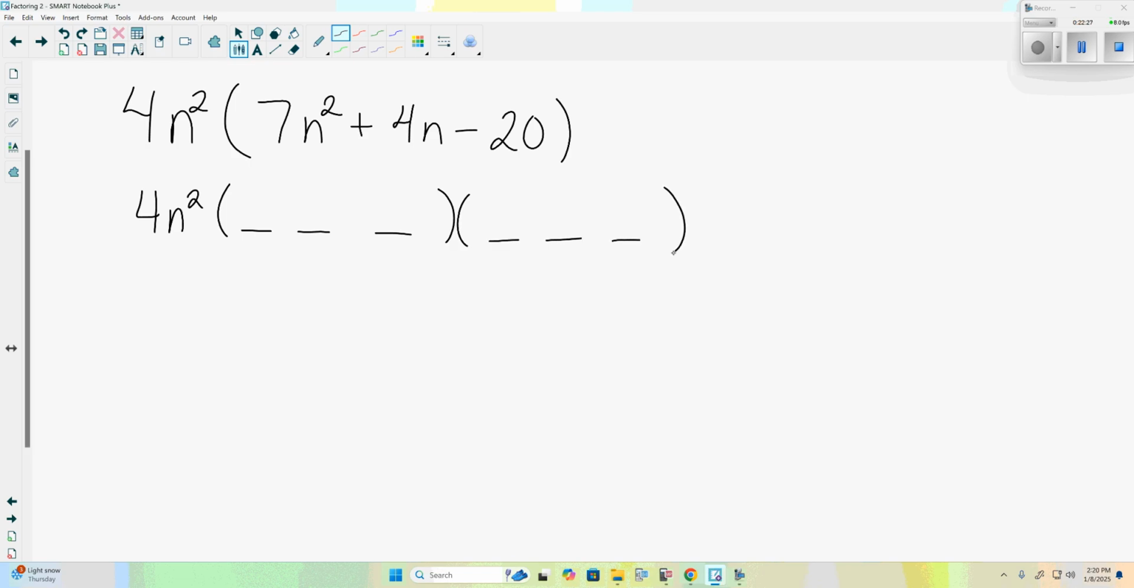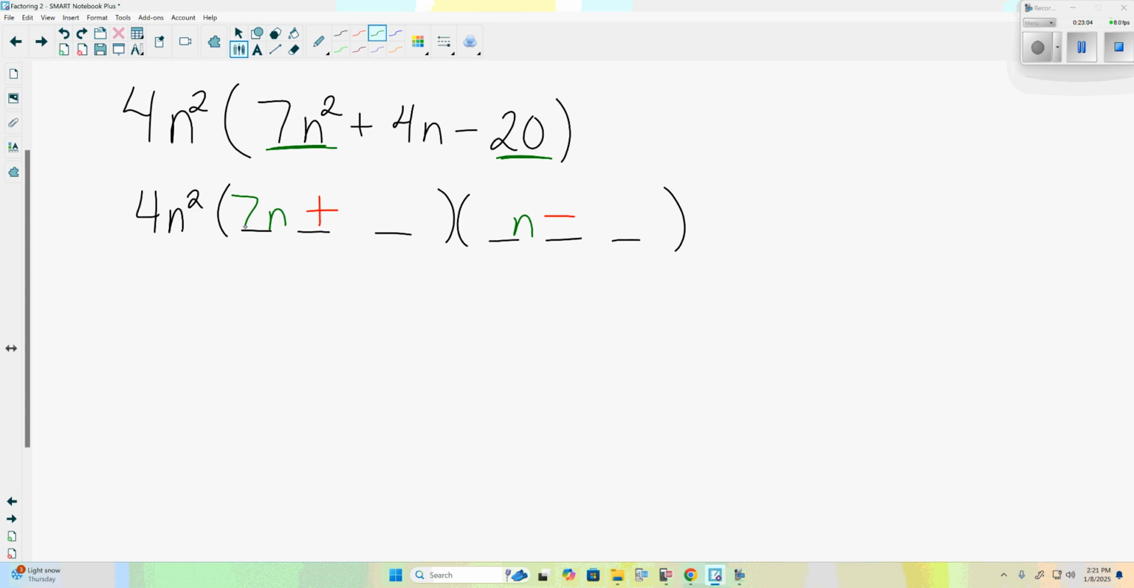Now, this here is the exact same thing as what we've been doing. The third term is negative, so the signs are opposite. So one's going to be positive, one is going to be negative. Now we need to find the factors of the first and third terms. So 7n squared, well, n squared is going to be n and n. Factors of 7, 1 and 7. So we're just going to stick 7 in one of the two spots.